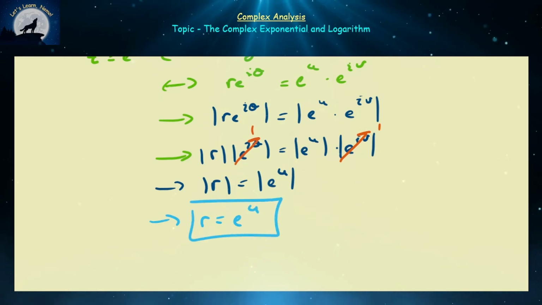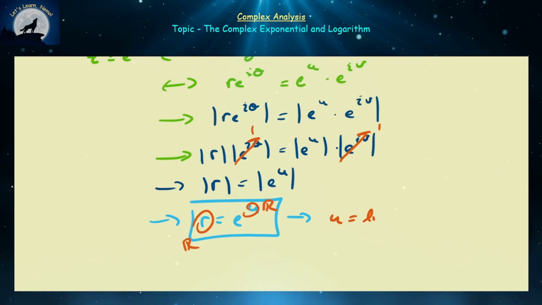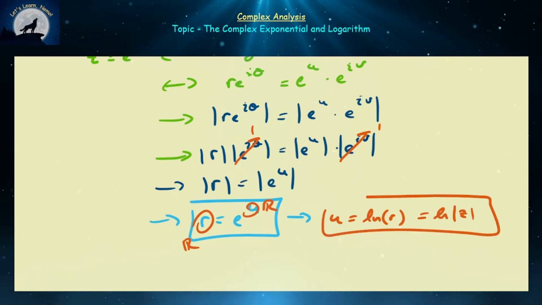And therefore, what will this be equal to? Keep in mind, this is a real number, and this is a real number too. Therefore, this is just an equation in the real domain. So we can use the properties of natural logs: if r is equal to e to the u, that means u must be equal to the natural log of r. And keep in mind, what is r? R is just the absolute value of z. So that's what u is going to be equal to.